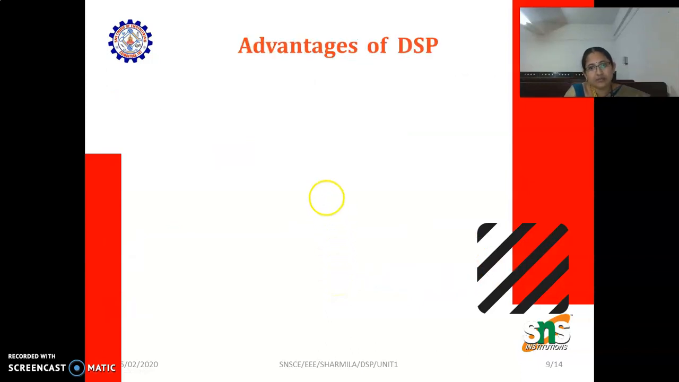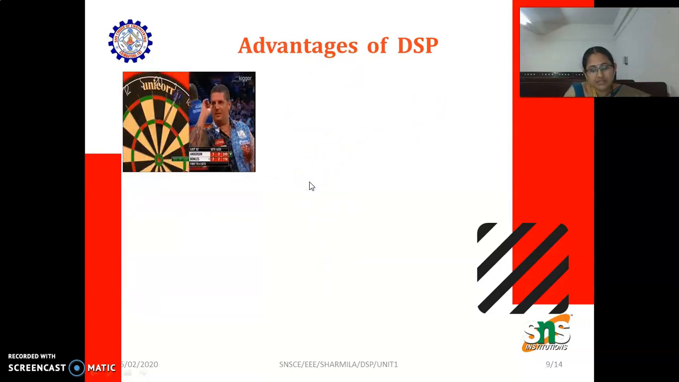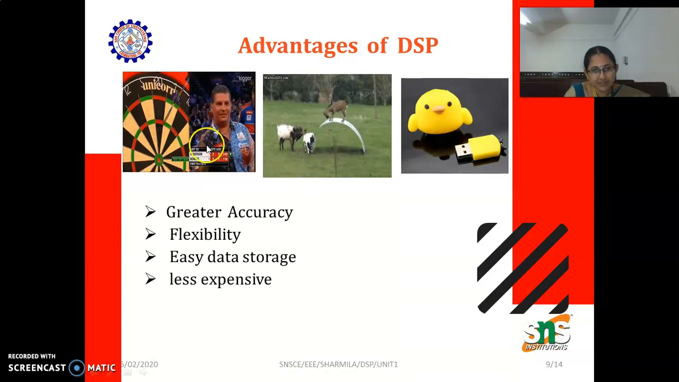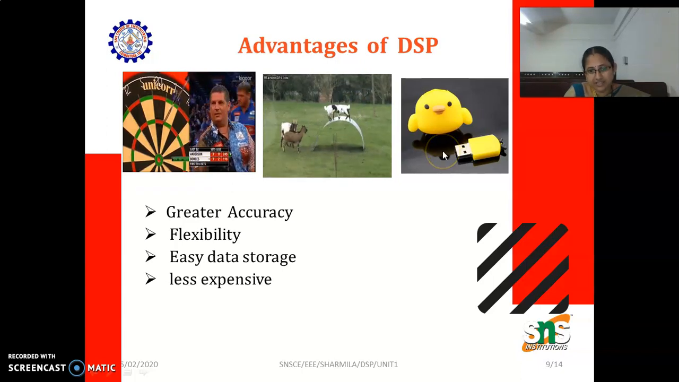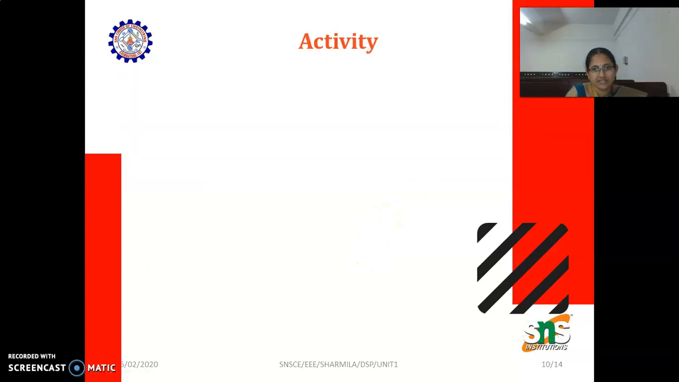Now we see the advantages of digital signal processing. From this picture, what can you learn? This picture shows the accuracy of the pointer, the next picture shows the flexibility of the material, and the third one is the data storage device. So from this, we know the main advantages of digital signal processing: it gives greater accuracy of the data, it is flexible, it is easy to store data, and it is also less expensive.